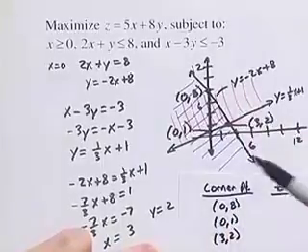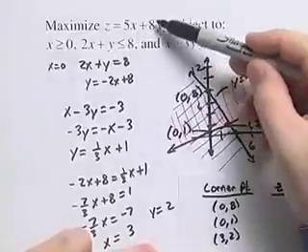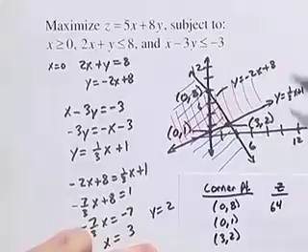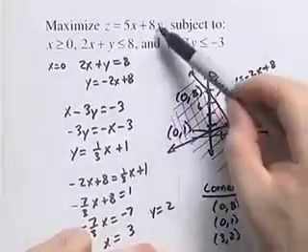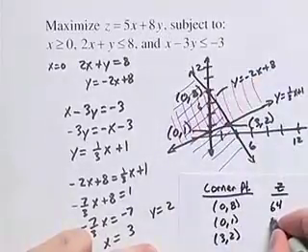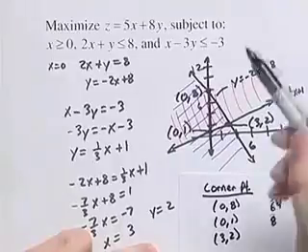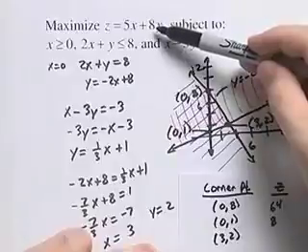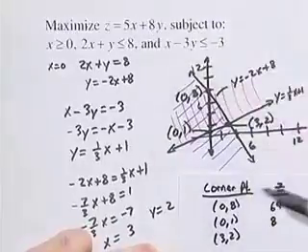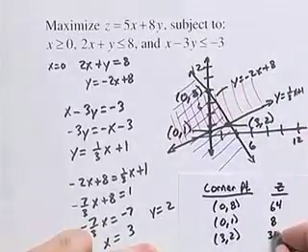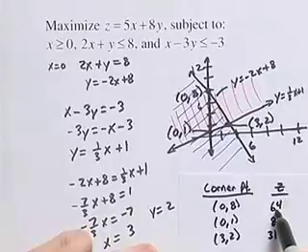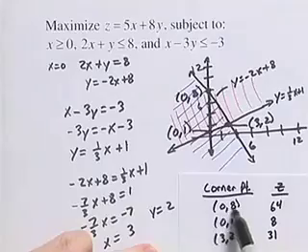Put in 0, 8 into our objective function, we'll have 5 times 0 plus 8 times 8. That gives us a value of 64. Put in 0, 1: 5 times 0 plus 8 times 1 gives us a value of 8. Now 3, 2. We get 5 times 3 is 15 plus 8 times 2. So we get 15 plus 16, which is 31. So we can see that the maximum value for our objective function is 64, and it occurs at the point 0, 8.